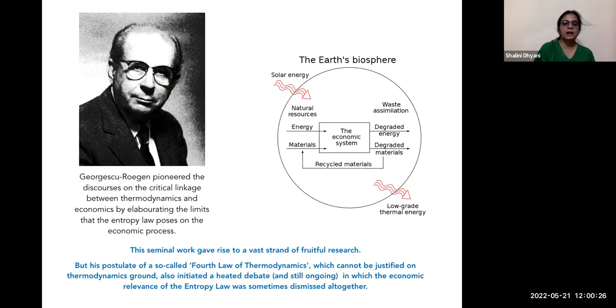Now, the second one was Georgescu-Roegen, who pioneered the discourse on the critical linkage between thermodynamics and economics by elaborating the limits that the entropy law poses on the economic process. Now, if you remember, I showed you this diagram even in the previous slide, and it shows that the amount of economic activities, how big or small they will be, facilitates this energy cycle. And as you know, the higher the economic requirement, the higher the requirement of population for different ecosystem services, there will be more entropy generated. There will be more low grade, thermal energy that will be released.